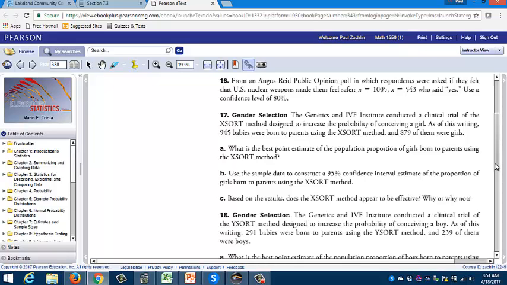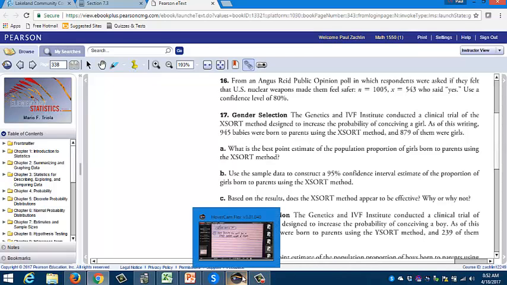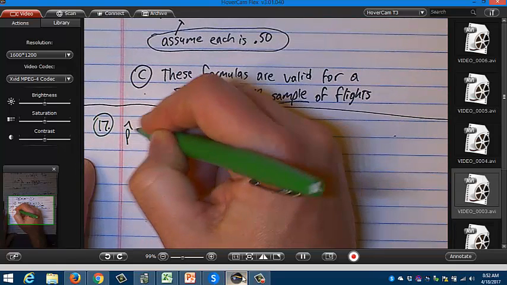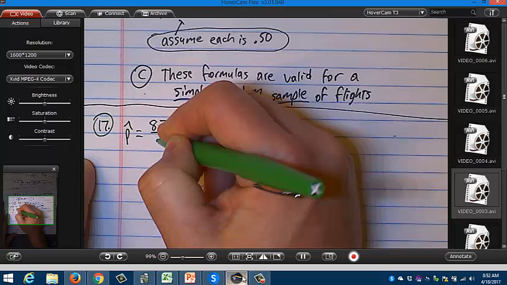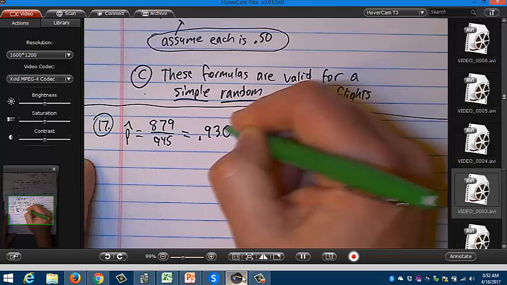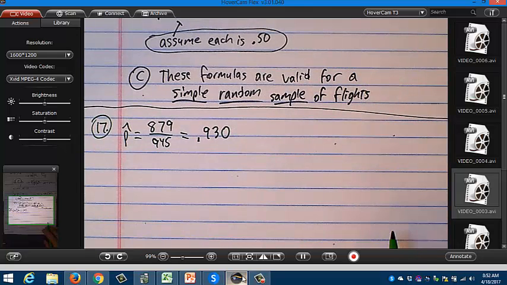That's easy. Basically, they're telling you compute p hat, right? So for 17, how do we do it? 879 divided by 945, correct. So p hat is 879 divided by 945, and you said you have that, Joanne? 0.930. So 93% of the time, the babies with the XOR method came out to be girls.